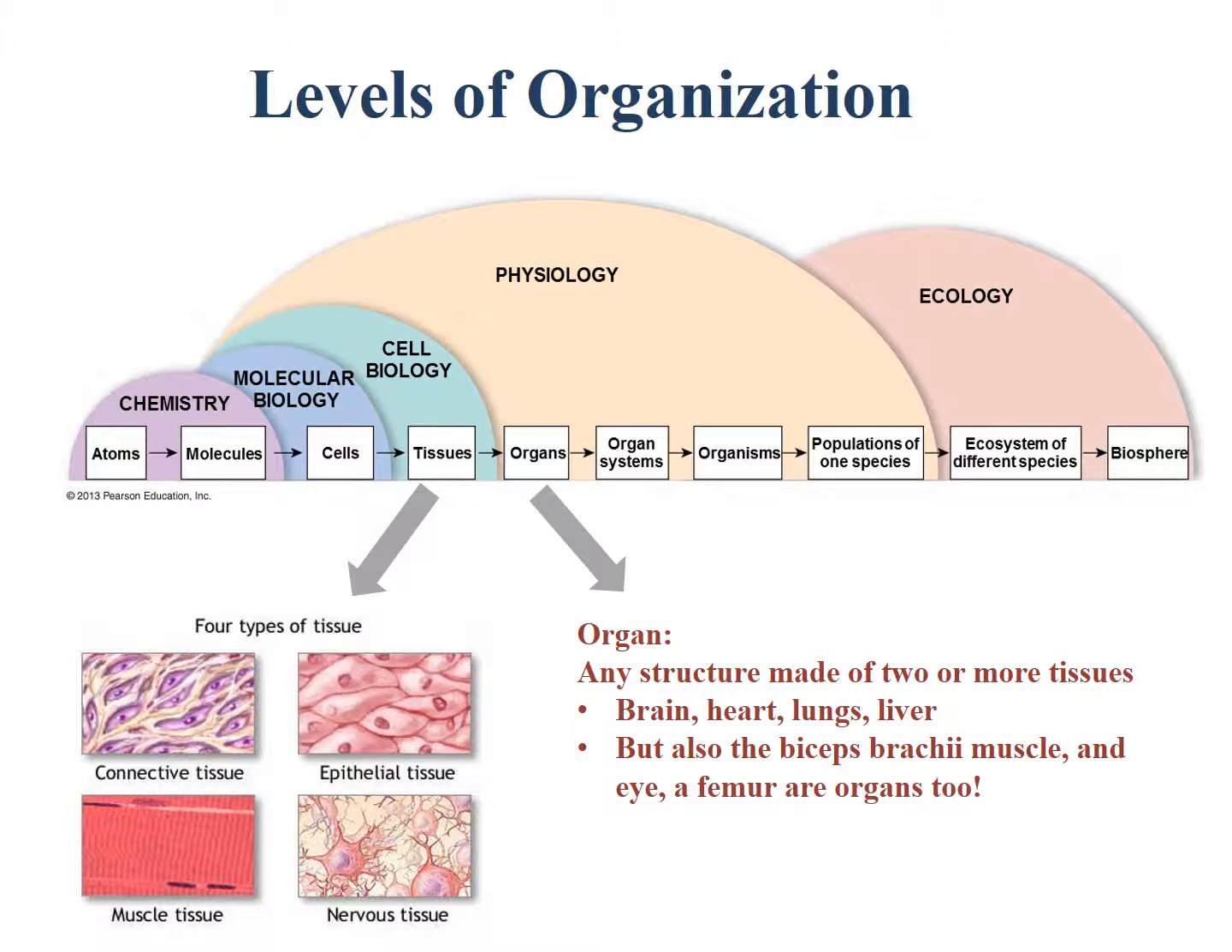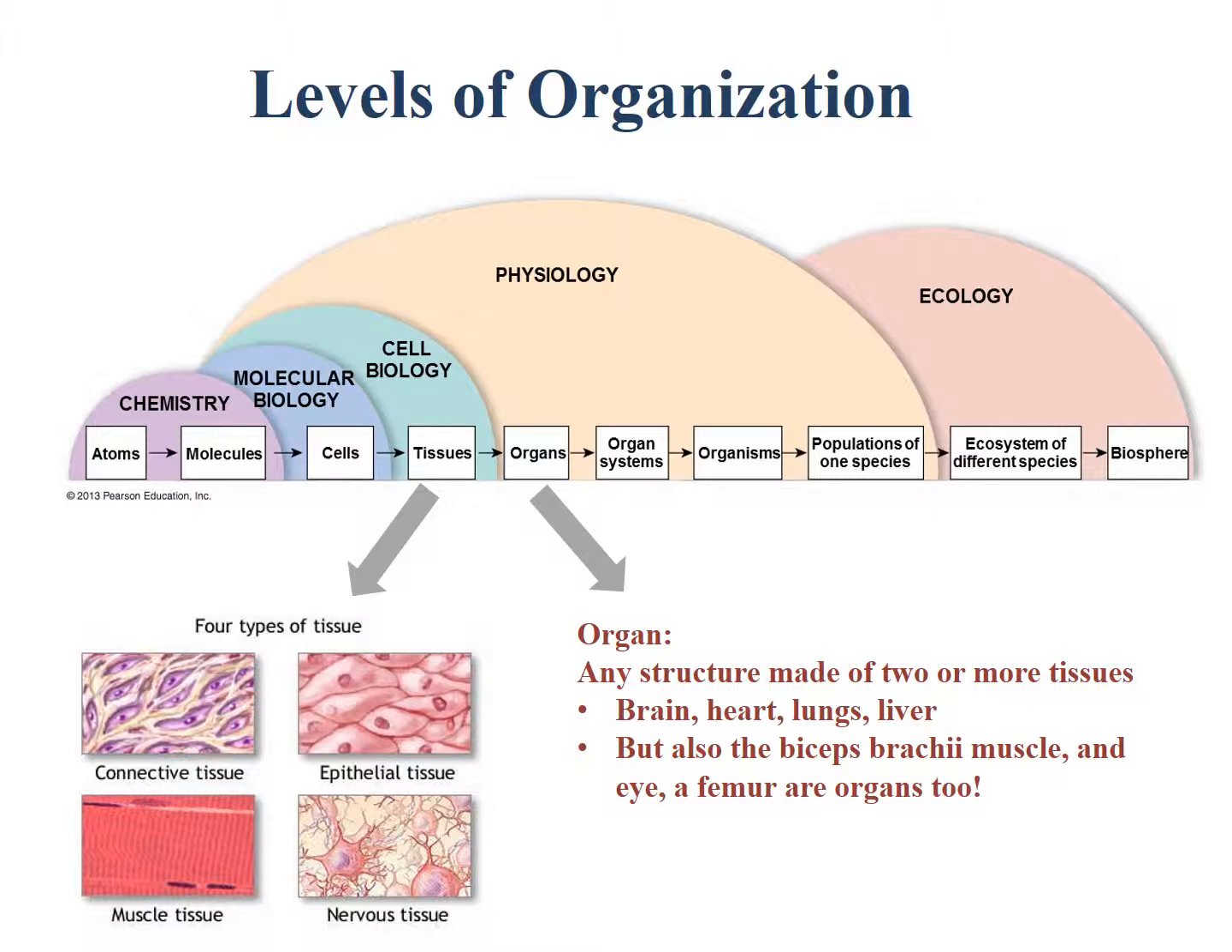It's going to be involved in your muscular contractions. All the muscles of your body are composed of muscle tissue. The final one, nervous tissue, is going to be involved in communication and sending signals. It is going to be what your brain and nerves are made up of. Now, all of these tissues will combine together to create organs.